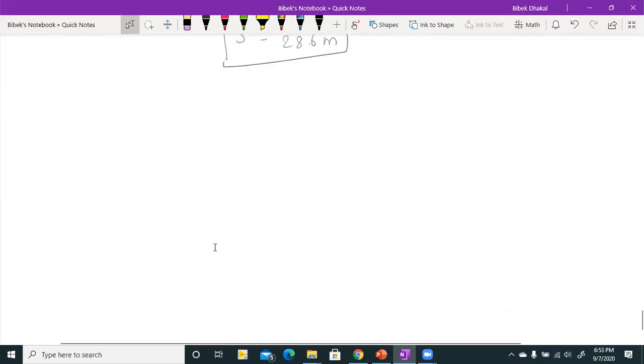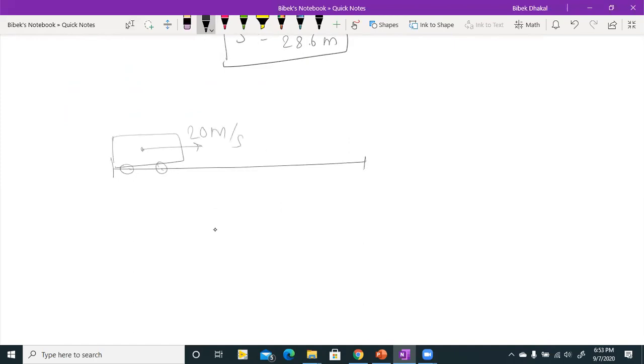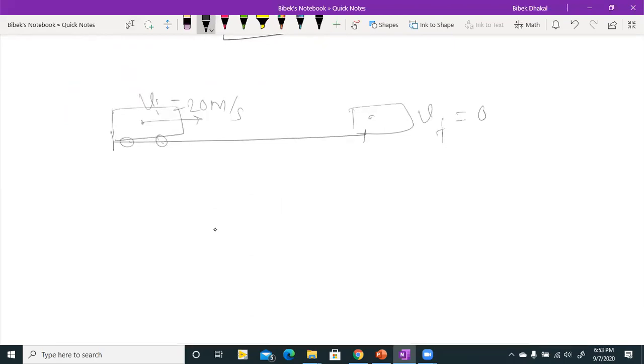So let's go to part C of the problem. Now it's asking you to find the time it takes for the car to stop, after the brake was applied. So it was the car, going with initial velocity 20 meters per second, and the final velocity was 0, right? And what's the time? Time from here to here.